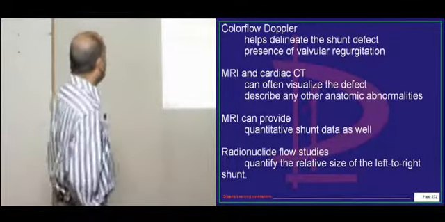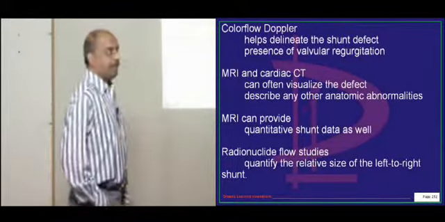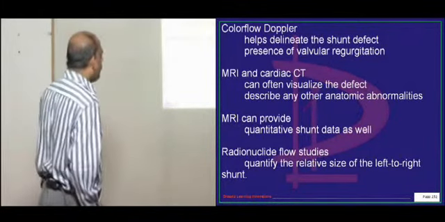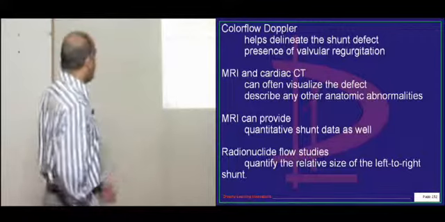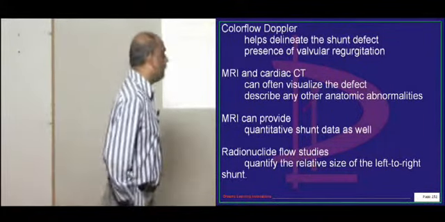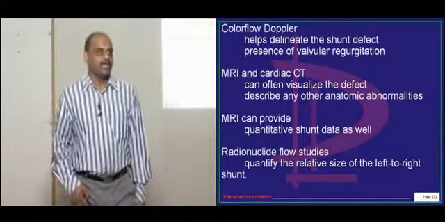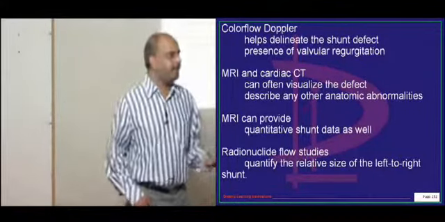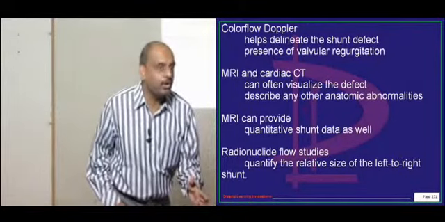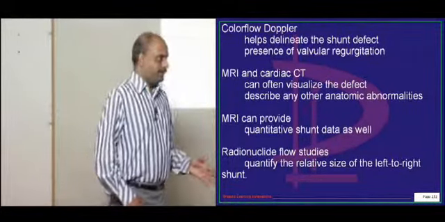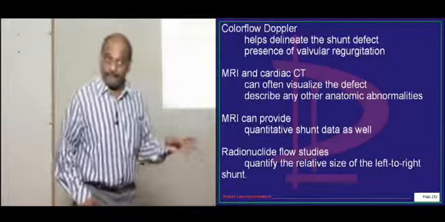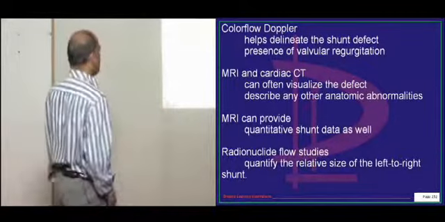Is there any role for the MRI and cardiac CT? These are non-invasive methods once more to visualize the defect. MRI can also provide some quantitative shunt data, and radionuclide flow studies also have a role in identifying the size of the left to right shunt. So that way, doctor, but more important is the ECG and doing the 2D echo and the color Doppler. That would be sufficient in order to quantify and also typify what type of VSD defect the individual has.